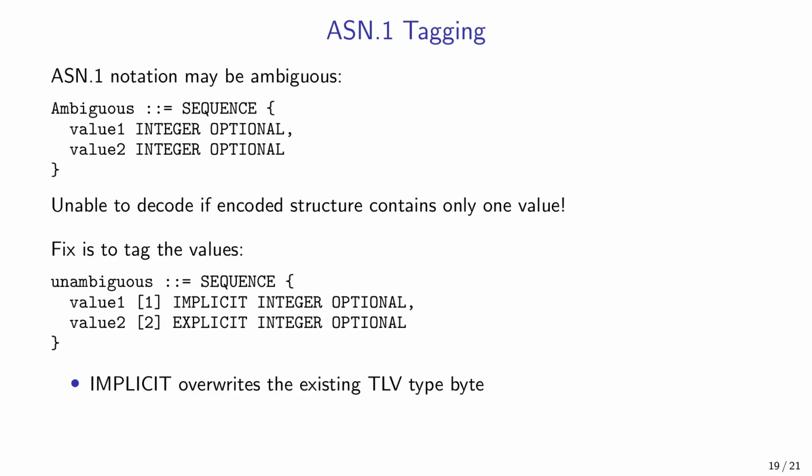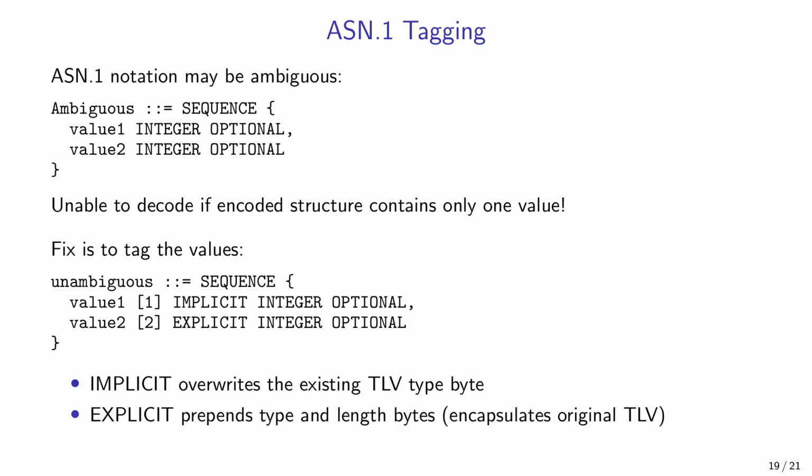A nicer approach is used by explicit tagging. The explicit tagging prepends type and length bytes, effectively encapsulating the original TLV into the value bytes. In your ASN1 encoder, you have to implement explicit tagging. Just a note that if the ASN1 notation does not have this keyword specifying the tagging method, then the explicit method must be used to tag the value.